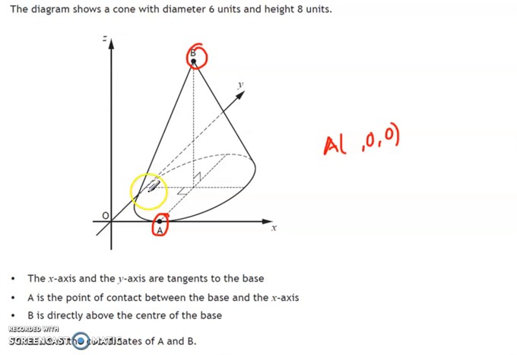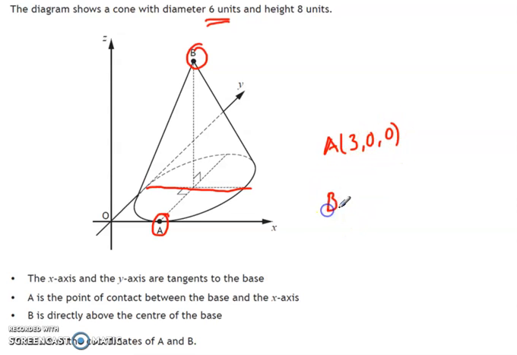Now we know that it's halfway along the diameter of the cone. That's where the A lies. It's halfway along the diameter of the cone. But we also know that the diameter of the cone is 6 units. So if A is halfway along there, it's half of 6. So my coordinate for the point A is (3, 0, 0).